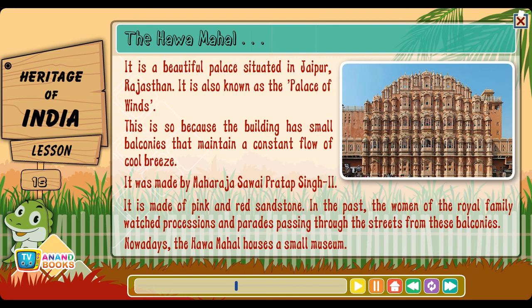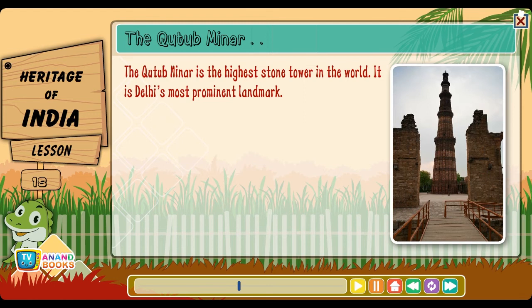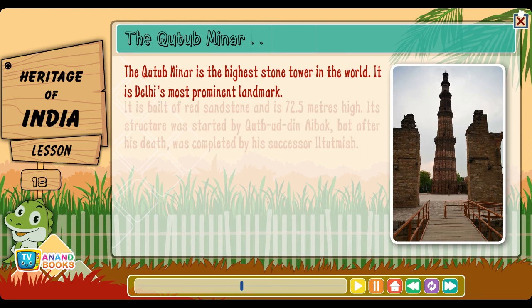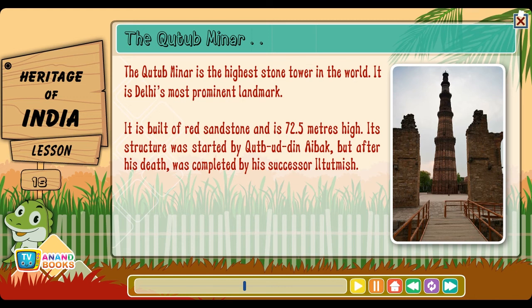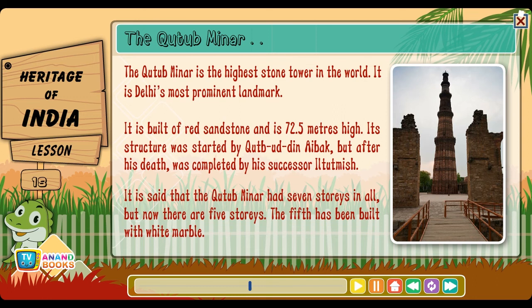The Qutub Minar. The Qutub Minar is the highest stone tower in the world. It is Delhi's most prominent landmark. It is built of red sandstone and is 72.5 meters high. Its structure was started by Qutubuddin Aibak, but after his death was completed by his successor, Iltutmish. It is said that the Qutub Minar had 7 stories in all, but now there are 5 stories. The 5th has been built with white marble.